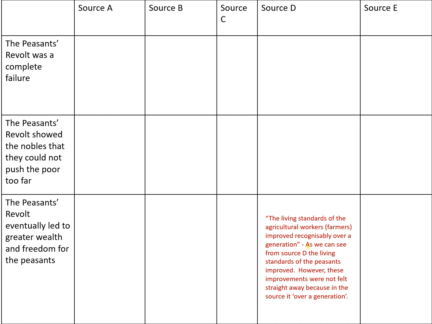For sources A, B, and C, Year 7, if you've not done a justification like this one for source D, I want you to pause this video right now, go back to your previous entries on this table, and add a justification to it, okay?